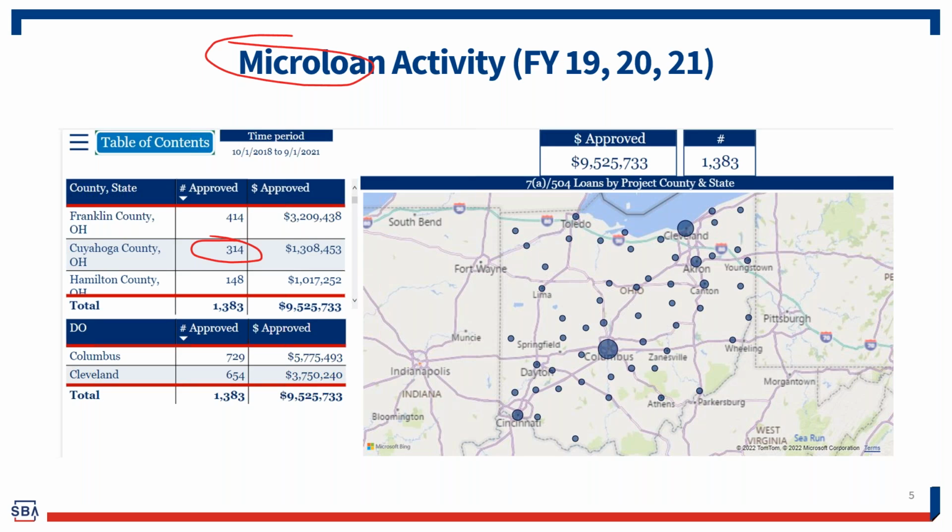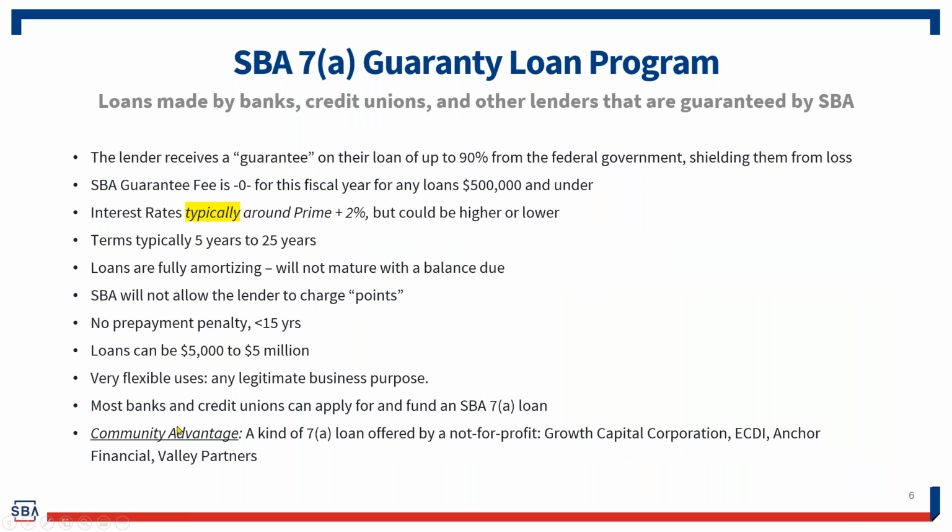They cover the entire state, and that's the organization that runs microlending for the SBA, called ECDI. You may have heard of them, the Economic and Community Development Institute. They're one of the largest, if not the largest, microlender in the country. And don't worry if you don't know what these programs are, because I'm about to give you more than you probably want to know about it.